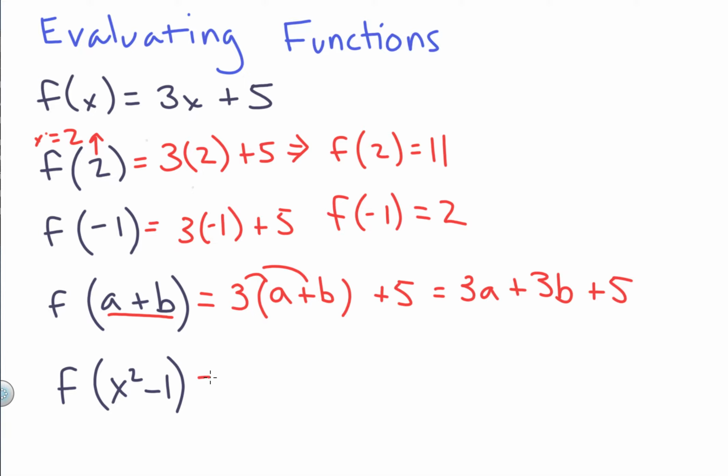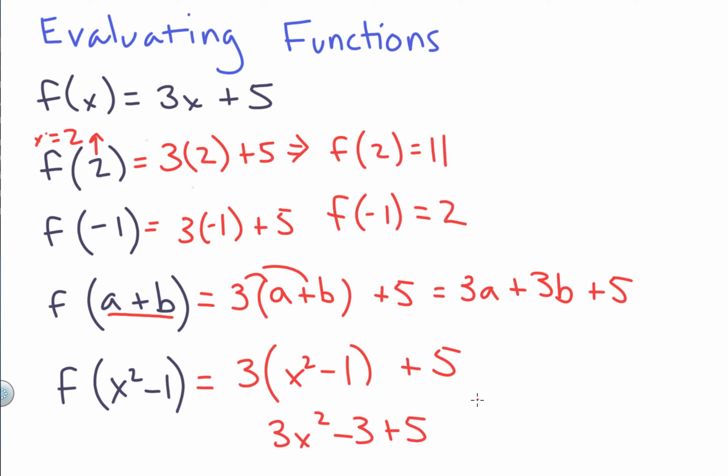Last one, same thing. We take the 3, we replace the x with parentheses, and we finish it up with the plus 5. We're going to plug in the x squared minus 1. Again, we need to simplify, we need to distribute, so we get 3x squared minus 3 plus 5, which simplified would give me 3x squared plus 2.